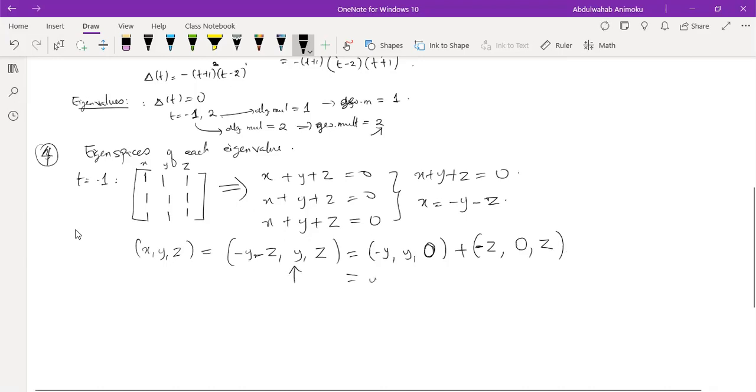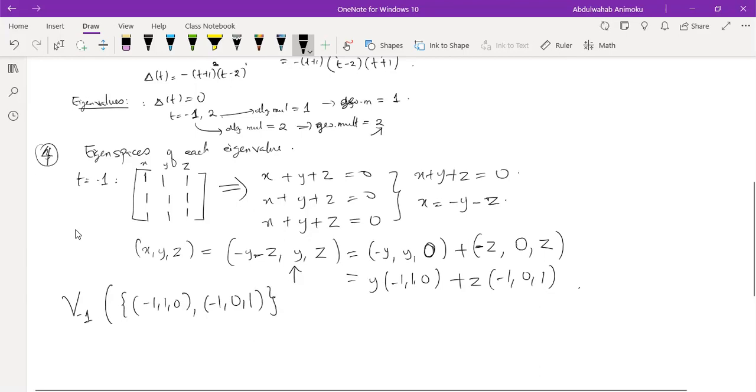Now that we've done this, we can take the y out and have this, take the z out, and we have this. So therefore, the eigenspace for the eigenvalue minus 1 would be spanned by these two vectors. So you see the geometric multiplicity is 2. Geometric multiplicity means the number of vectors that will span the eigenspace of that eigenvalue. And in this case, we have two vectors.